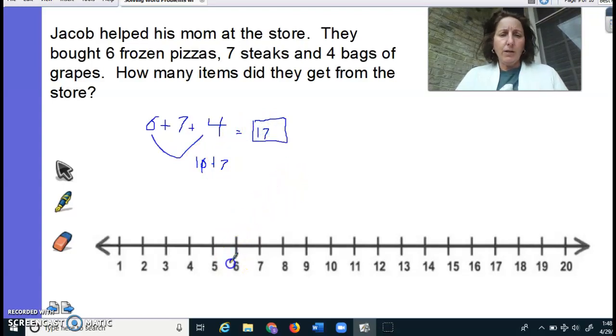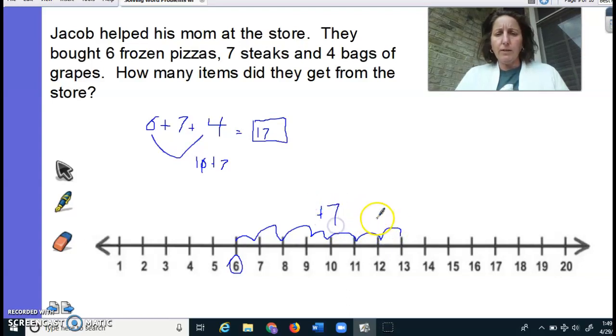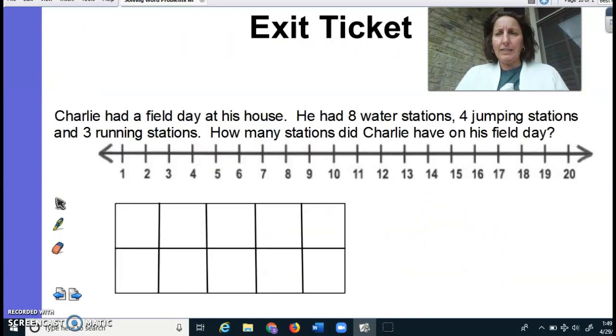But if you're not sure, start at 6 on a number line, go up 7, 1, 2, 3, 4, 5, 6, 7. So right there you did plus 7. But we're not done yet. We still have to do plus 4. So here we go. 1, 2, 3, 4. And look, we got our same answer, and this one was our plus 4. So right there are all of our numbers. We had 6, we had 7, and we have 4, and our answer comes out to 17. Let's take a look at the next one.